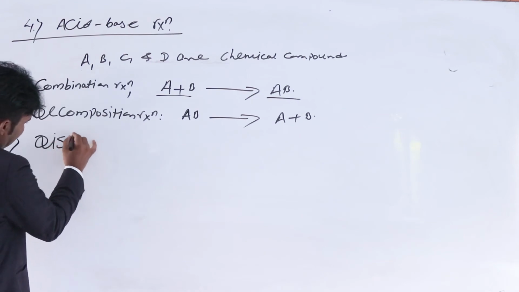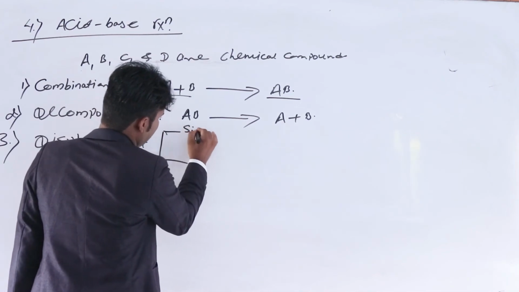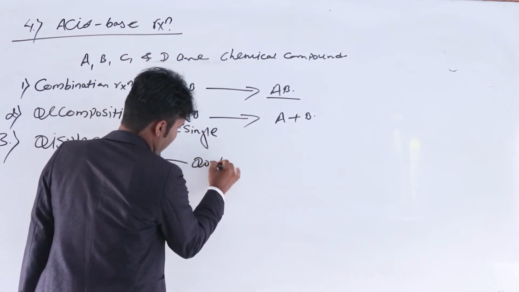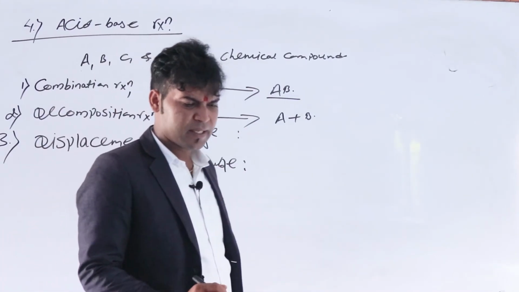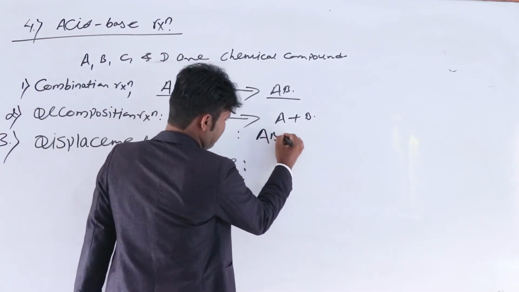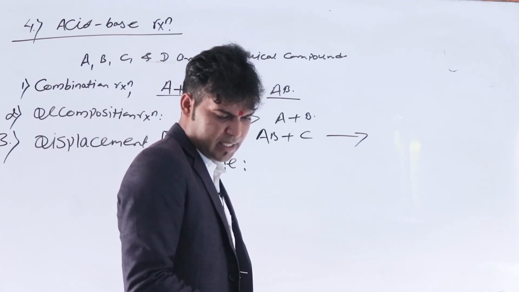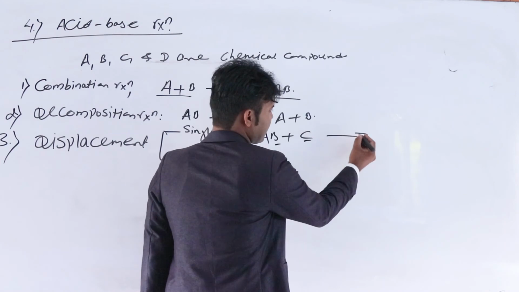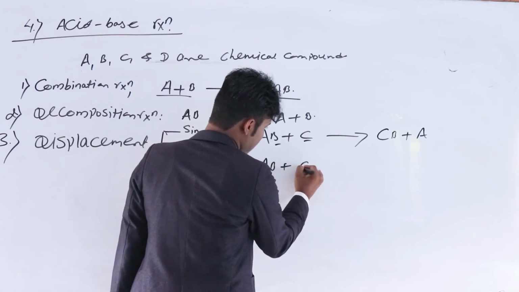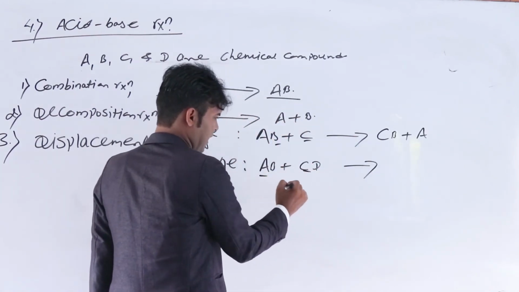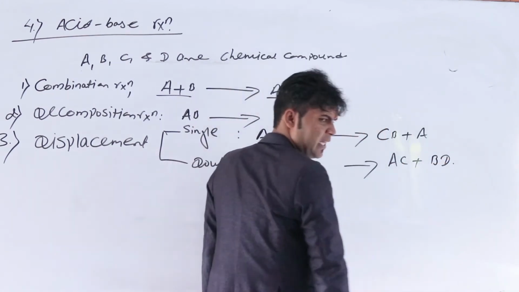displacement, single and double. Single displacement: AB plus C gives AC plus B, or BC plus A. Double displacement: AB plus CD gives AC plus BD, isn't it?